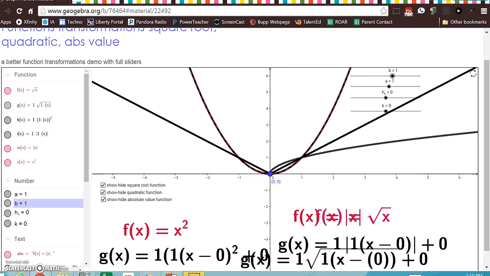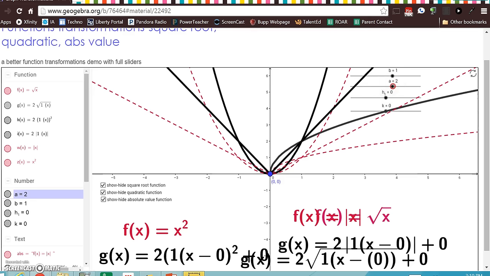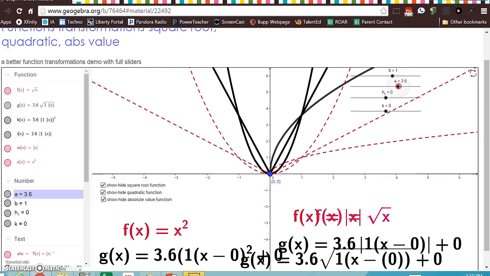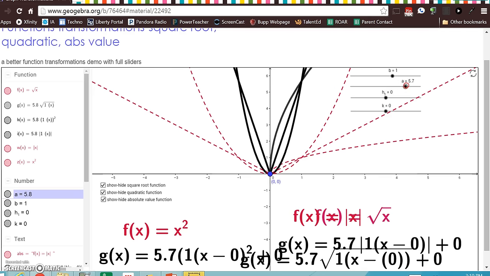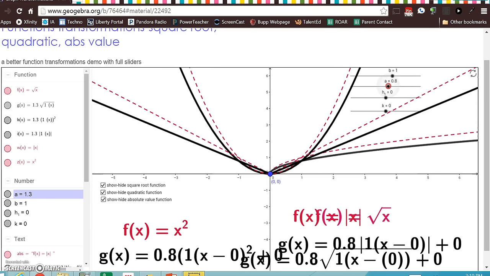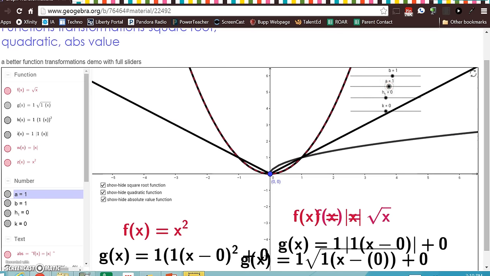Now I'm going to change the number on the outside. Notice the same kind of thing happens. The number in the front of each of the functions makes it skinnier and skinnier. It's hard to tell the difference between the a and the b, and I'll talk about that more when we go back to the lesson.